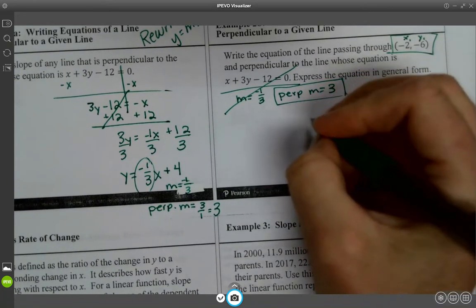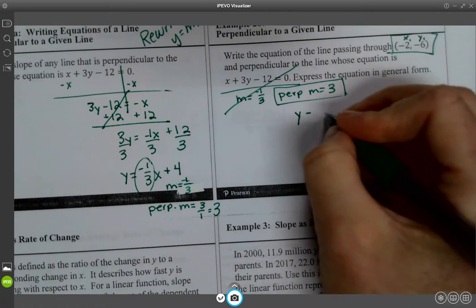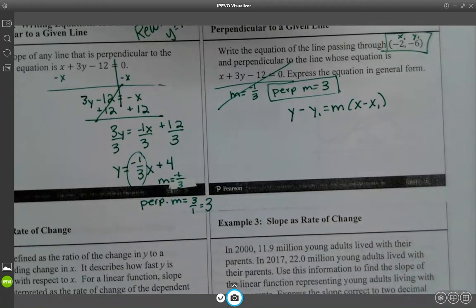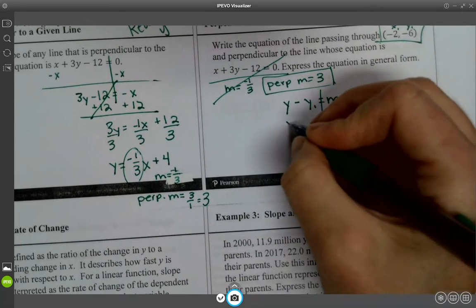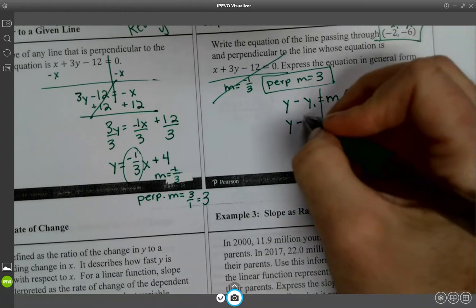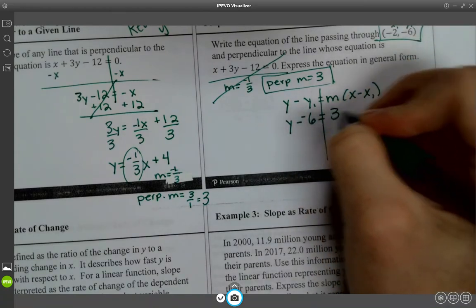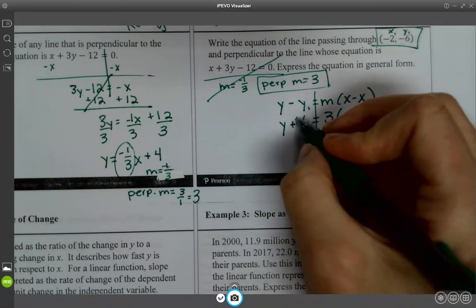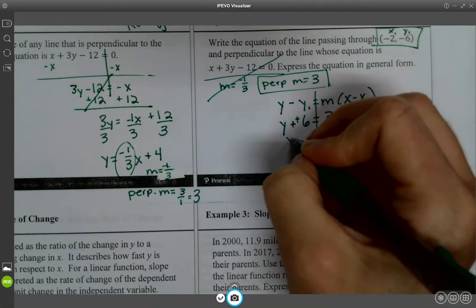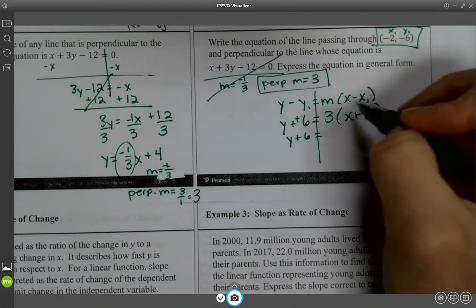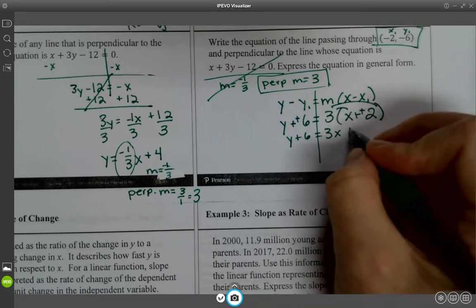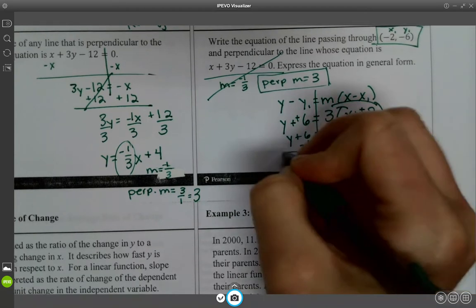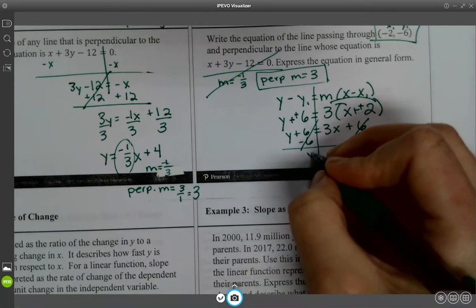It says express the equation in general form. So let's look at how we would write this first. The easiest way is y minus y1 equals m times x minus x1. Let's go ahead and plug it in. So y minus a -6 equals 3 times x minus a -2. So we're going to add those, change that. So we get y plus 6 equals, distribute, 3x plus 6. Subtract 6 on both sides. Well, they cancel. So it's just y equals 3x.